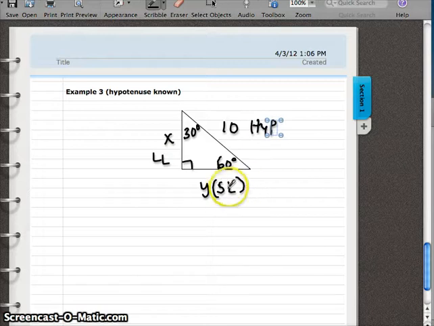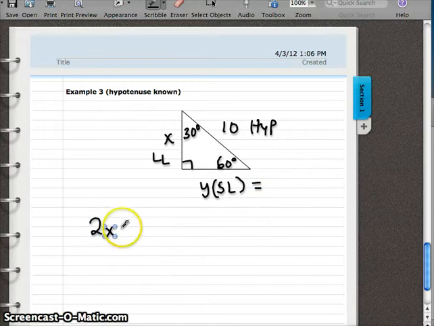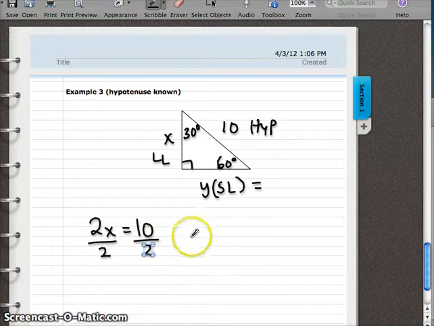Remember that the short leg is half of the hypotenuse. So even though it starts off looking tricky, it's really quite easy. Y ends up being just half of 10. We could do the equation if you want. Remember, it's 2x equals the hypotenuse, so 2x equals 10. And if we solve for that short leg, we just divide by 2 and we get 5.